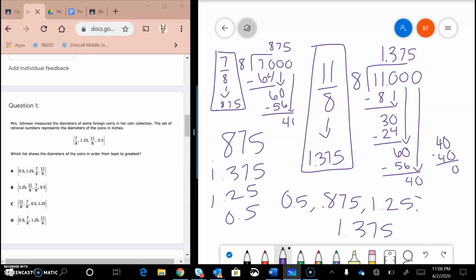But if you notice, our answer looks different than our answer choices over here. Now remember, we converted fractions into decimals. So I know that my 0.875 is actually equivalent to 7/8, and my 1.375 is actually equivalent to 11/8. So if I look for 0.5, 7/8, 1.25, and then 11/8, I'll have my answer. And that should match D.